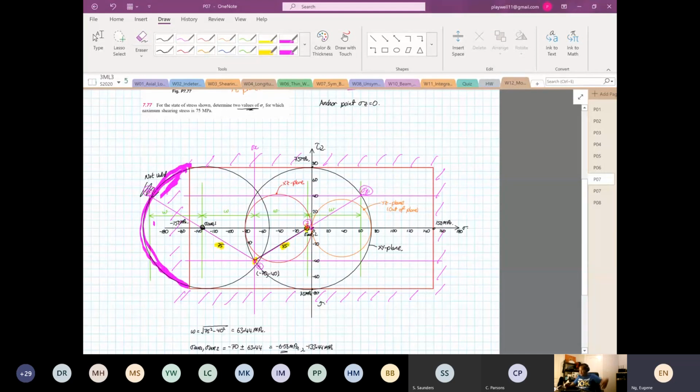You will go into the plastic region already, or if you're in a brittle material, you'll fail. So that is not a valid circle at all, because you're outside the operating zone.